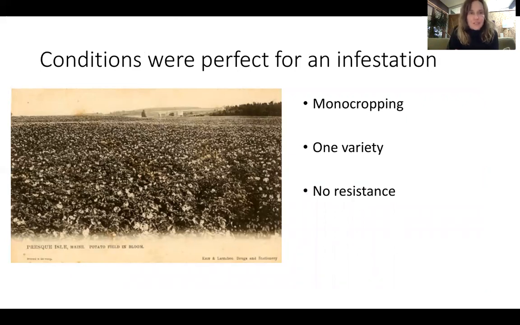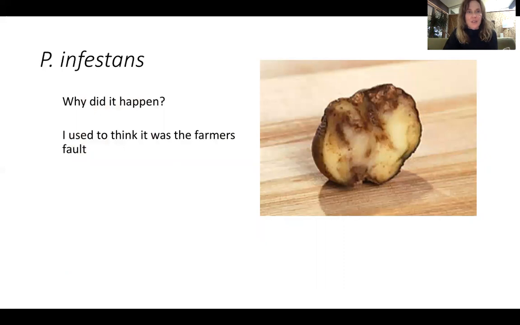Conditions were perfect for an infestation of Phytophthora because the Irish were monocropping one variety of potato which had no resistance to Phytophthora. So in a very short period of time, their entire fields just rotted, and there's nothing they could eat. Well, this is an example of a potato affected by Phytophthora.